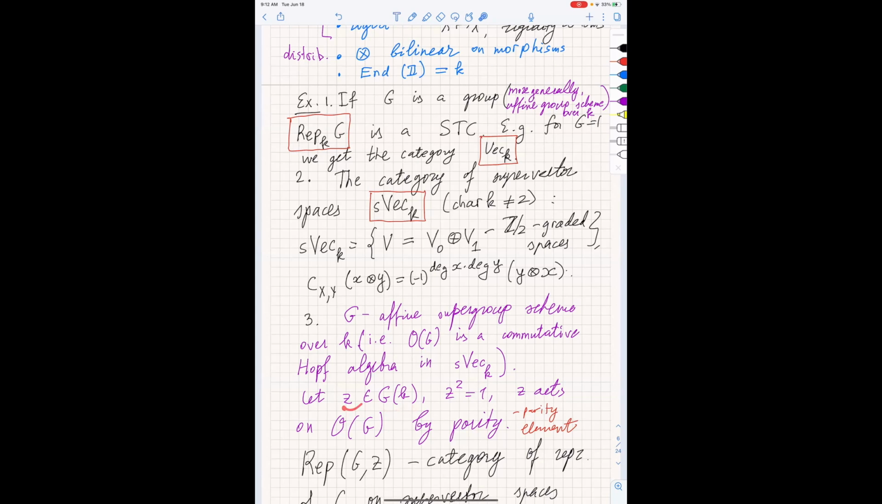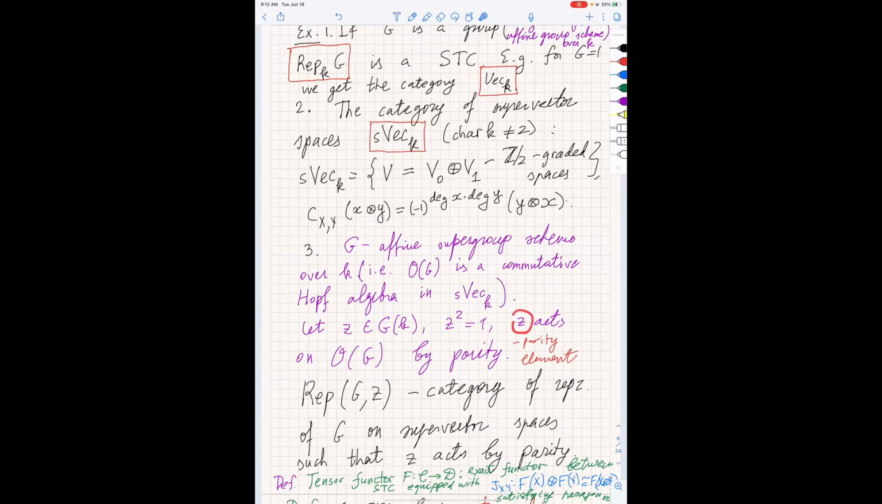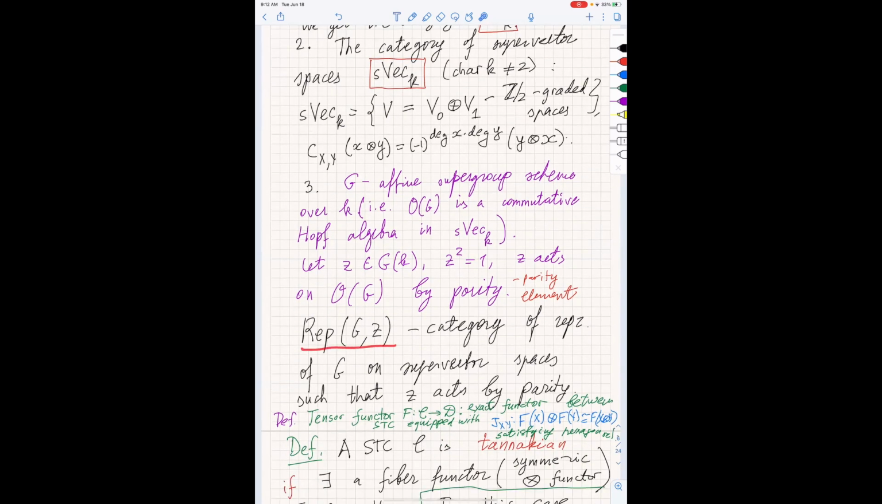And suppose we have an element there which squares to the identity. And the conjugation action of this element on function algebra is by parity automorphism. So this means that on the 0 part of this, it acts by 1, and on the 1 part of this, it acts by minus 1. And then you can consider representations of (G, z), which is the category of representations of G on supervector spaces, such that z acts by the parity automorphism. So that's slightly more general than the previous example. And so these are the examples.